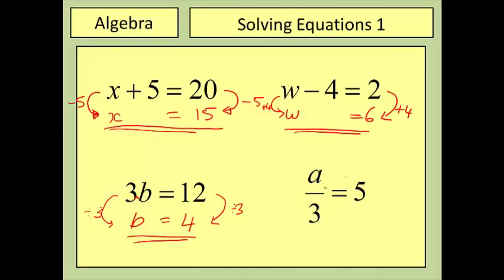In this fourth example, a, my variable, is being divided by 3, giving me an answer of 5. The opposite of divide by 3 is to times by 3. So I'm going to multiply by 3 both sides of this equation, drop my equals sign down, keep it all lined up. 5 times 3 is 15. And a divided by 3 times by 3 just leaves me with a. Underline my answer.